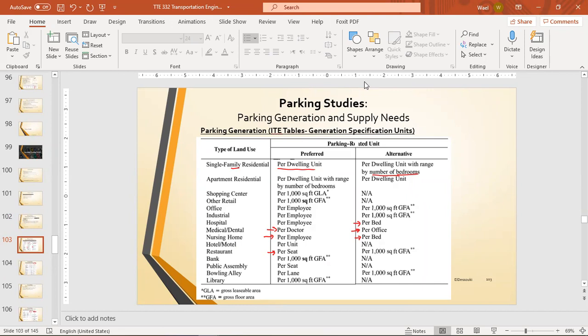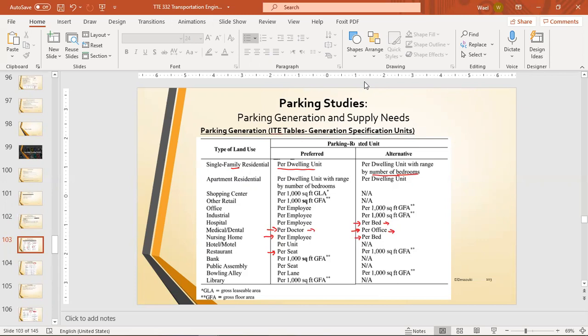For hospital, per employee or per bed, because the number of beds determines the number of visitors that are going to be there. For medical and dental, per doctor. If you have a medical center where only one doctor is practicing, it's different than having a clinic practice where you have maybe 5 doctors, despite the floor area. Also the office, per office. So that determines the number of patients that can be examined in the clinic.